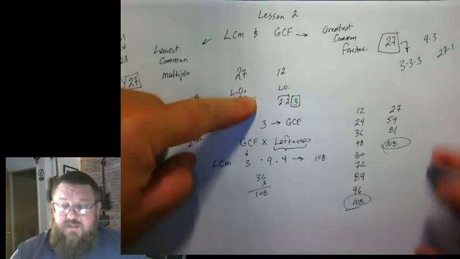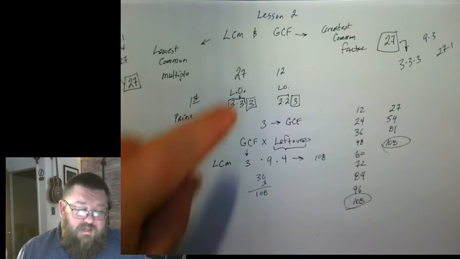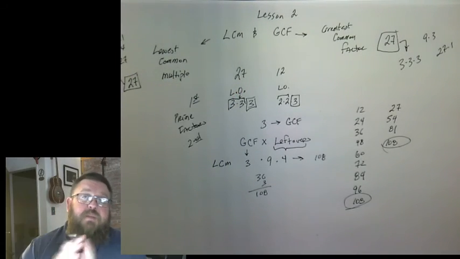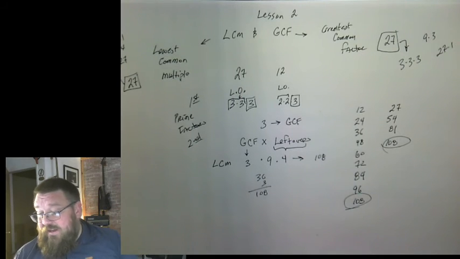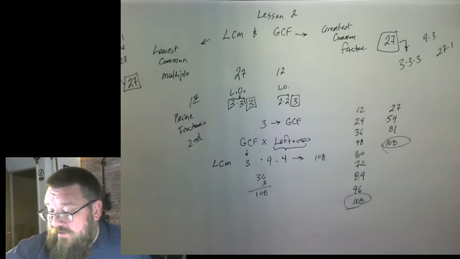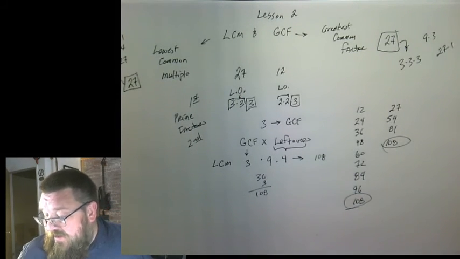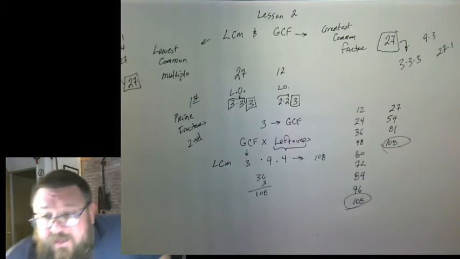I think this is way easier than listing multiples. I don't really care what method you use. This one's going to be a little more reliable if you have big, complicated numbers, especially when you start getting into some things with variables and unknowns. So anyway, hope that was helpful for you guys.